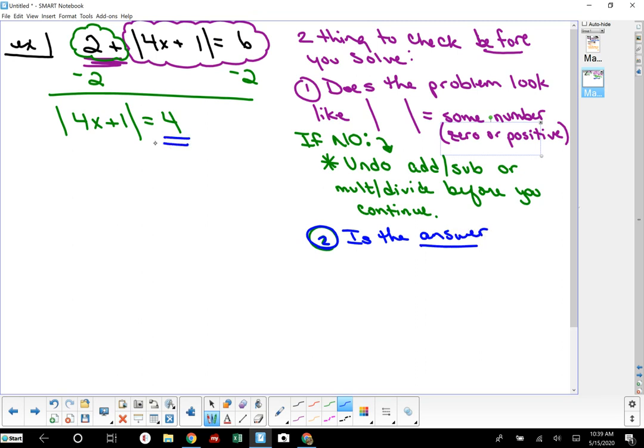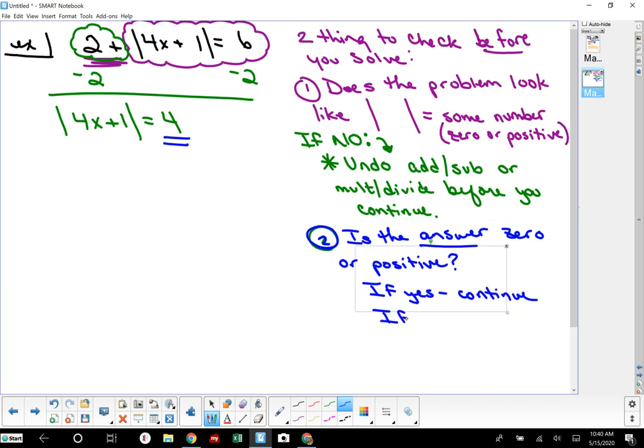And by that, I mean: is the answer 0 or positive? If yes, continue. If no, then you cannot have absolute value equals some negative, so you would have no solution. We'll do one like that in a little while, but I'm going to keep asking you to do these.